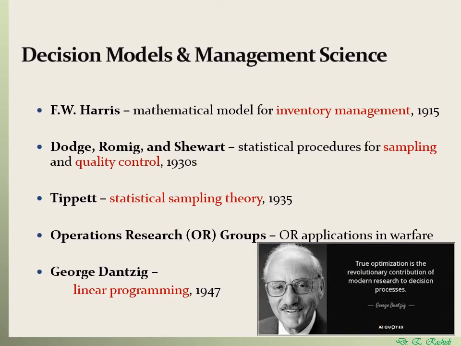Another contributor to the evolution of operation management was the evolution and improvement in decision models and analytics, especially mathematics, statistics, and computation. Among those are Harris, the mathematical model for inventory management in 1950, and Dodge, Romig, and Shewhart for the statistical procedures for sampling and quality control, which are widely used in businesses and organizations. Tippett for statistical sampling theory in 1935.